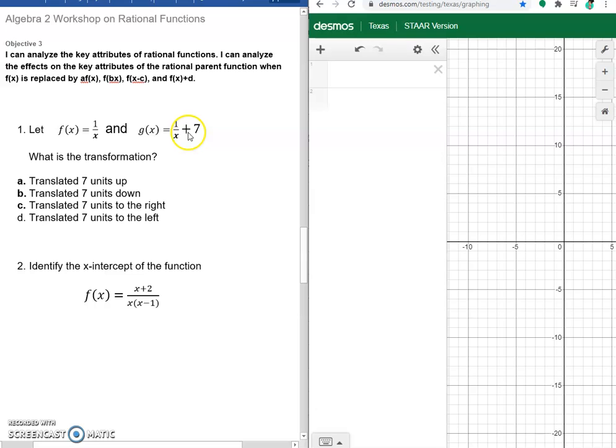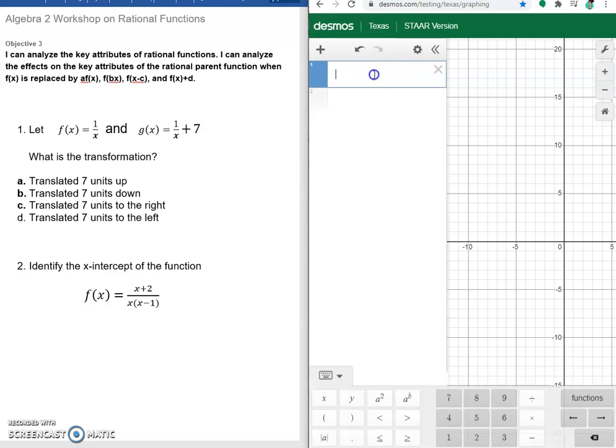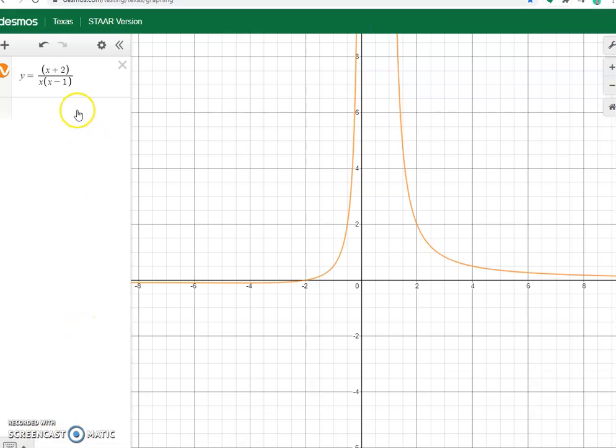And if the addition or subtraction is happening outside the parentheses, without the x, but you're adding it to the whole f of x, you know that this is a movement up and down. So this is a translation 7 units up. Question number 2. Identify the x-intercept of the function. This can better be done using Desmos. So let's plug it in on Desmos. Alright, so after plugging it in, this is what we got. We just have to look for the x-intercept, which, using Desmos, it will right away give to you. So the answer here is negative 2.